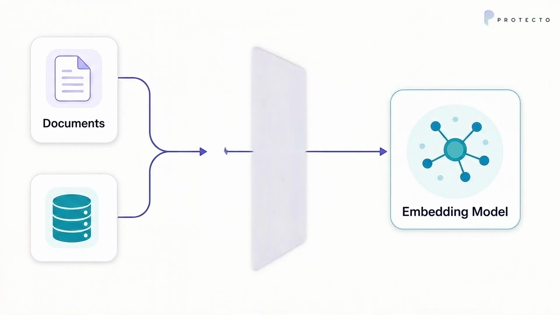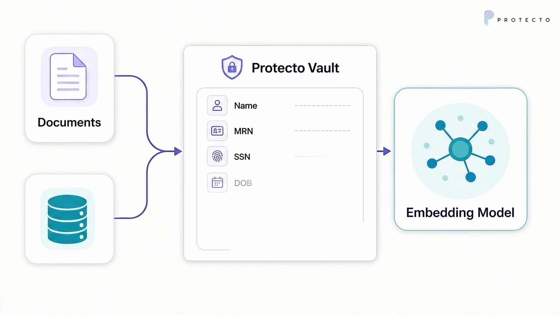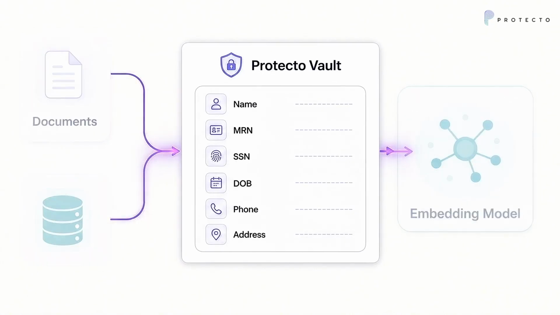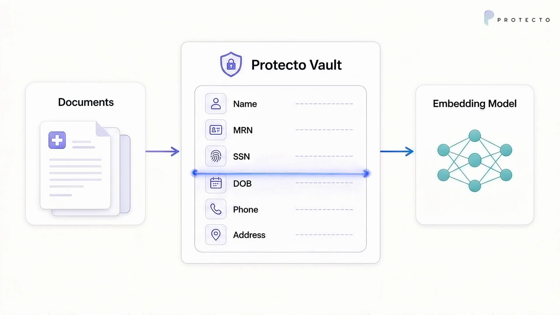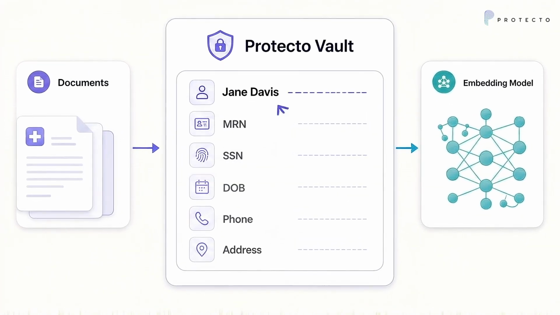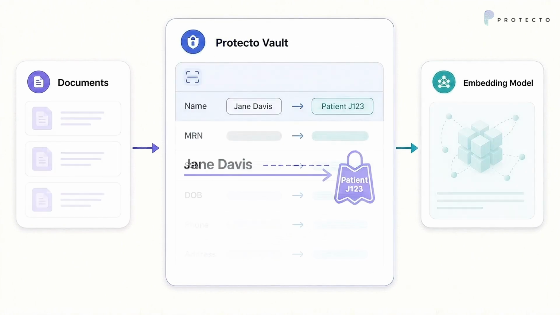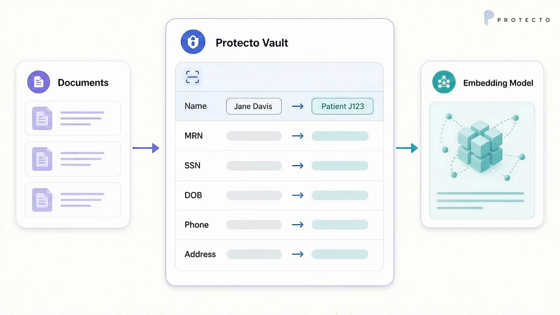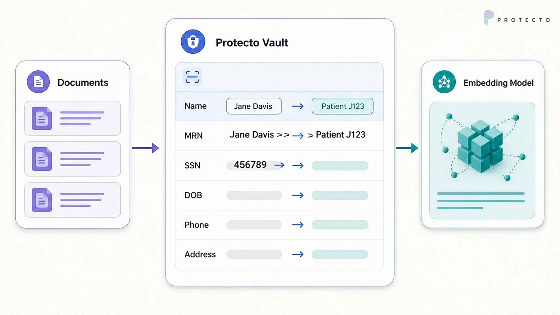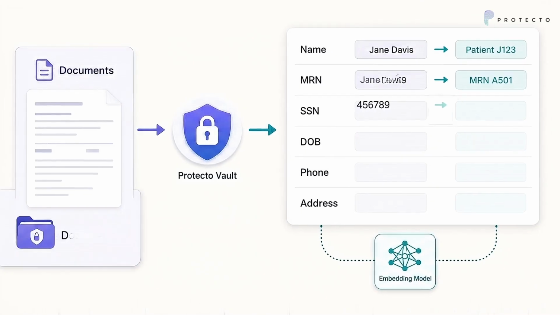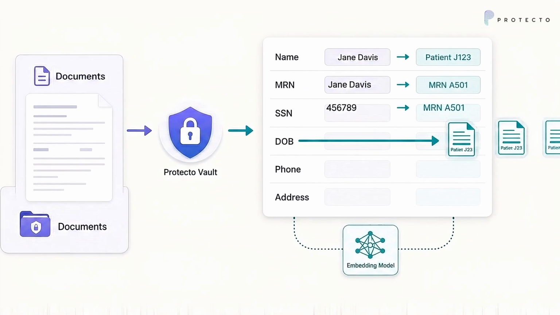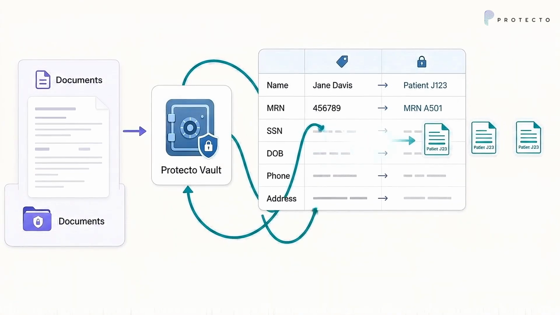It scans every file for HIPAA-regulated identifiers: patient names, medical record numbers, social security numbers, dates of birth, phone numbers, addresses. Instead of deleting what it finds, Vault replaces it with a consistent token. Jane Davis becomes patient J123. Medical record number 456789 becomes MRN A501. Every time that same patient's name shows up in every document, it becomes that same token, not a new one.